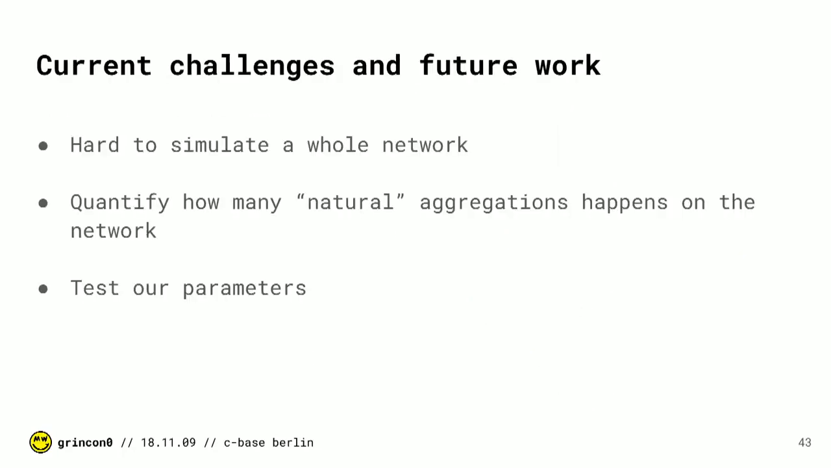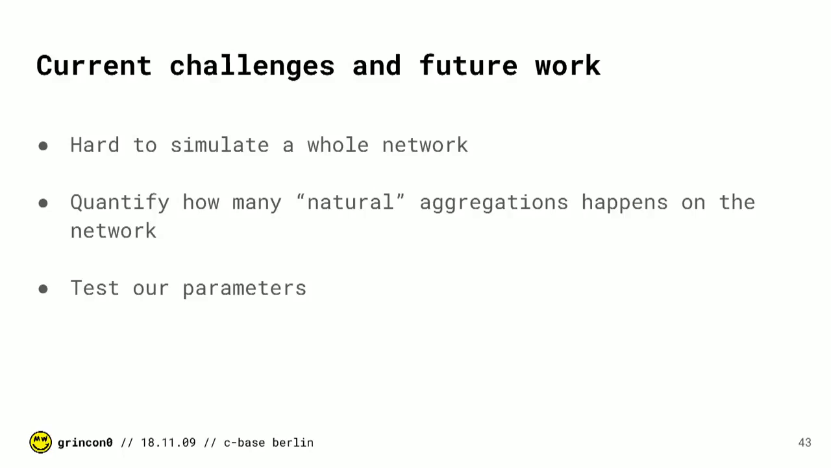So just to finish this, there are some current challenges and future work. Right now it's really hard to simulate a whole network of transactions, Dandelion relays, all of that. It's really hard to quantify. Also, we would like to know how much natural aggregation happens on the network. When you send a Dandelion transaction, how many of them are actually aggregated? Right now it's really hard to know, so we'll have to do some more tests.